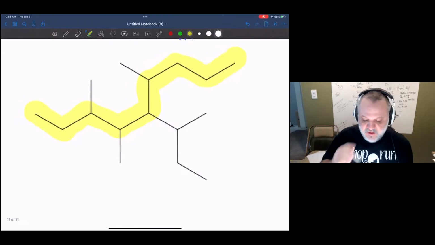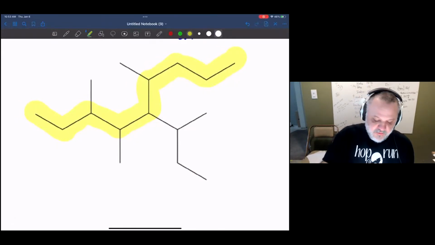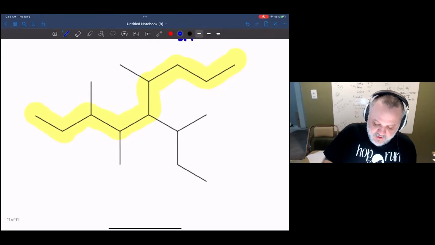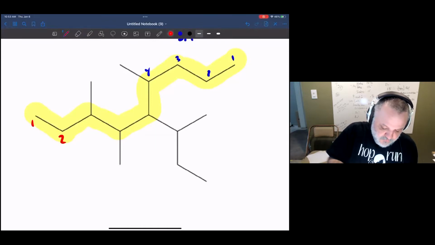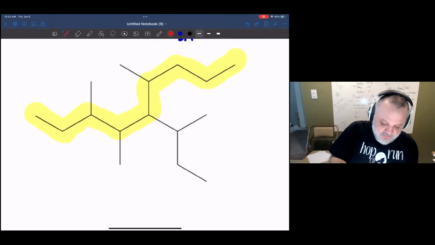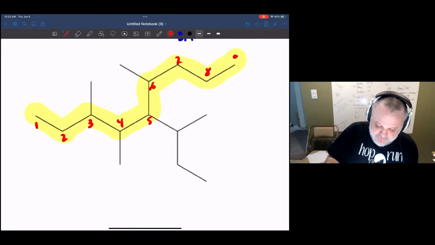Now, which way do I number from? Again, I still number in the direction that gets me to a substituent the fastest. If I went this way, it would be 1, 2, 3, 4. If I go this way, it's 1, 2, 3. So it looks like the red path would be correct. So 1, 2, 3, 4, 5, 6, 7, 8, 9.